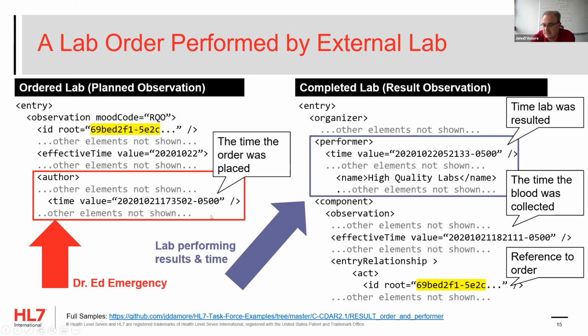This ID would then have a way of connecting this lab result back to the planned observation for it. Interestingly, because you can't put an entry relationship at the organizer level, if you want to use that entry reference template that's out there in C-CDA for doing this relationship, you do need to put it down at the observation level for that information.